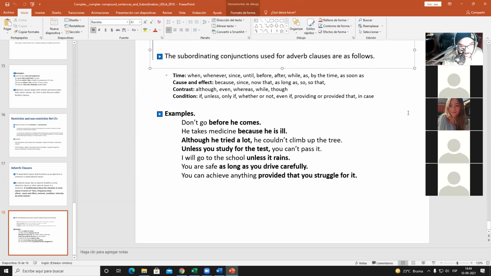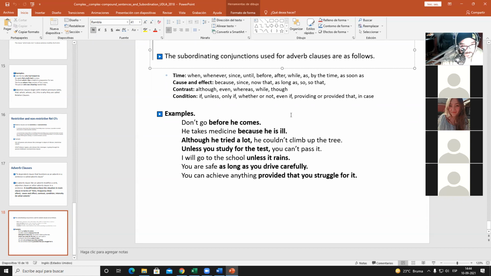Importante, the subordinating conjunctions used for adverbial clauses or adverb clauses are as follows. So if you see an adverb clause that begins with the subordinating conjunction when, then it's an adverbial of time. If you see an adverb clause which begins with the subordinating conjunction because, then it's an adverbial of cause and effect, and so on and so forth. Okay.